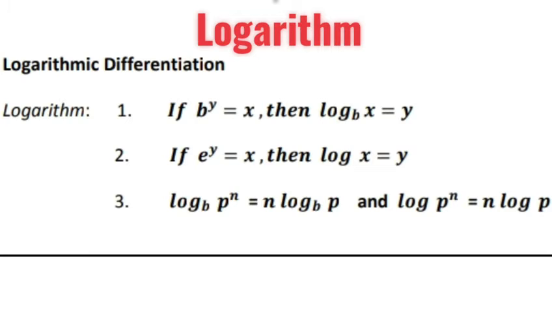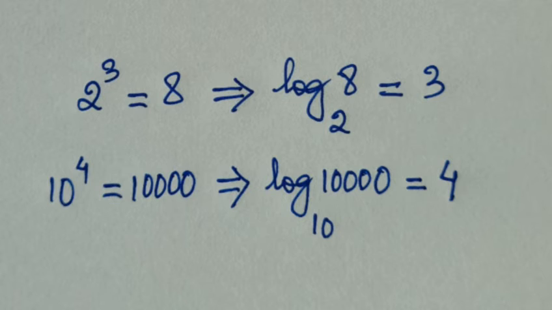Other formulas you can get from your textbook and you can learn on your own. To make it more familiar to you, let us take these two examples. You have 2 raised to the power 3 is equal to 8, and we read this as log 8 to the base 2 is equal to 3. And the second example, 10 raised to the power 4 equal to 10,000, we read as log 10,000 to the base 10 is equal to 4.